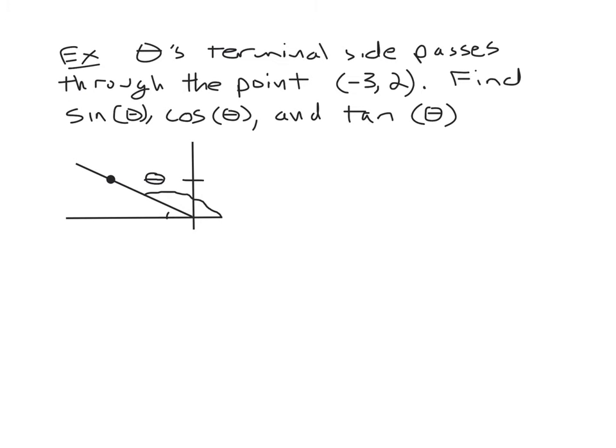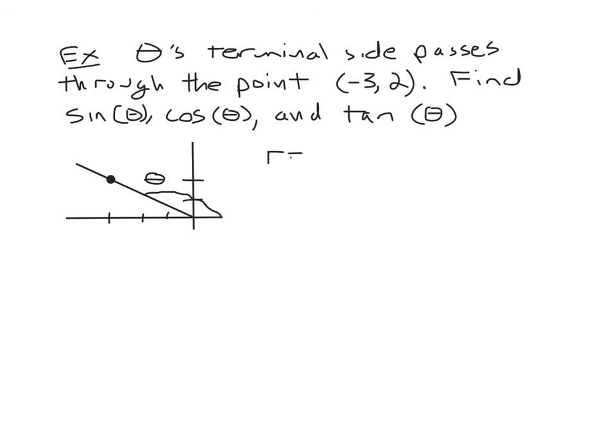All right, so here's a quick example. Theta is some angle whose terminal side passes through the point (-3, 2). So that's what that looks like. Theta terminates in the second quadrant, but we don't actually have to worry about any of that with these point in the plane definitions, and we want to find sine of theta, cosine of theta, and tangent of theta.